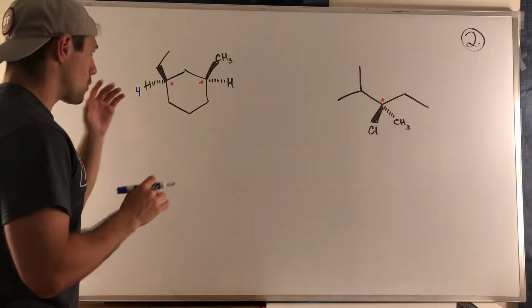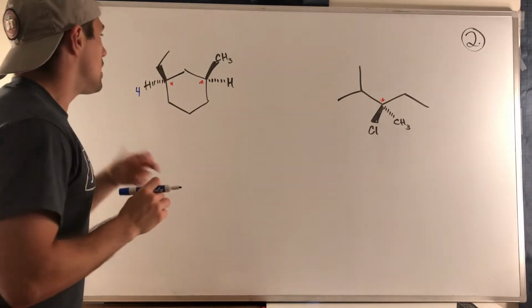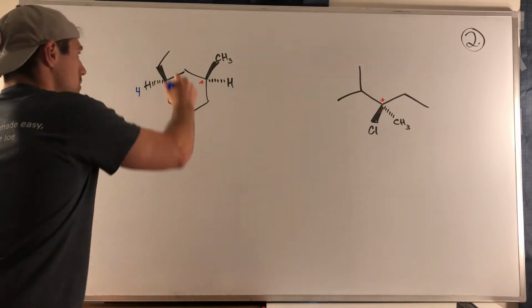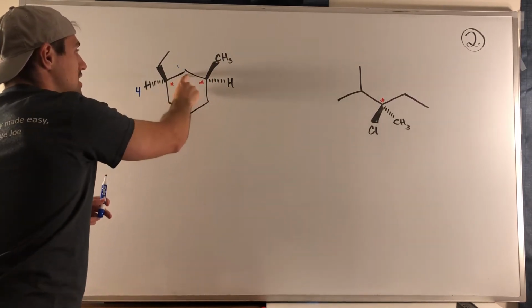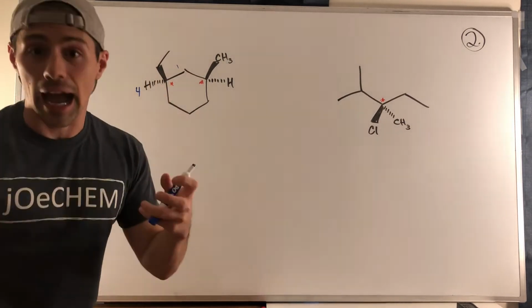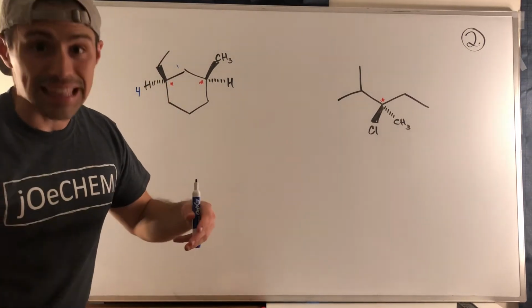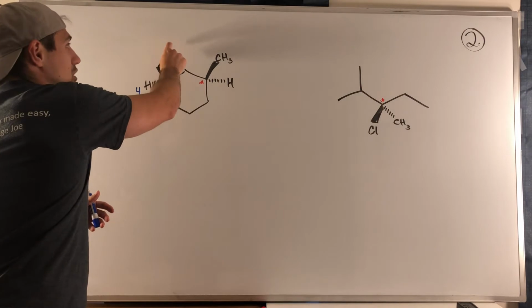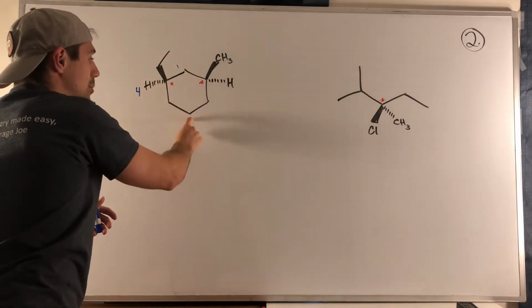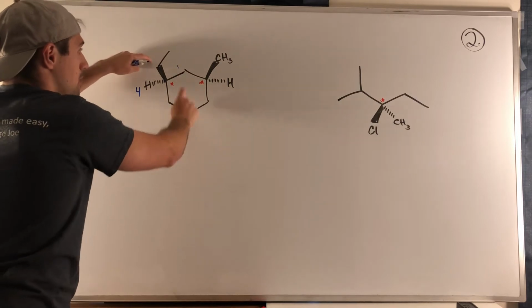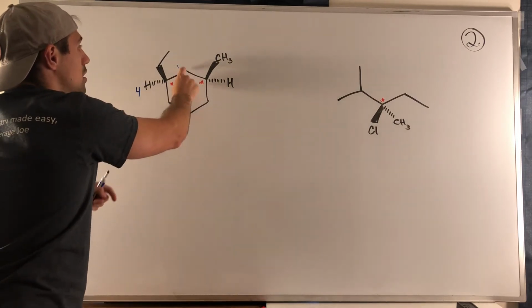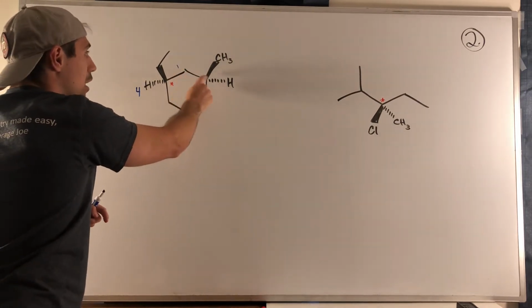Now we need to think, where is our highest priority group? That is going to be going this way, because we have a CH2 here, a CH2 here, and a CH2 here. So that's a tie, and we need to keep going to break that tie. Here we have a carbon that's attached to 3 hydrogens. Here we have a carbon attached to 1 carbon and 2 hydrogens. So this already loses, and it's this carbon here that's attached to 2 hydrogens and another carbon.